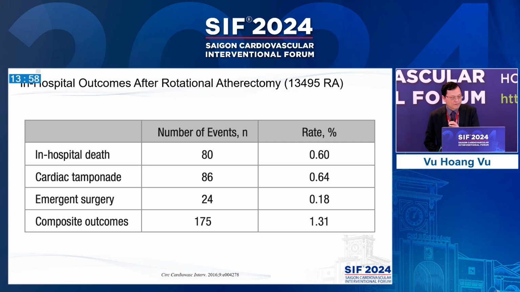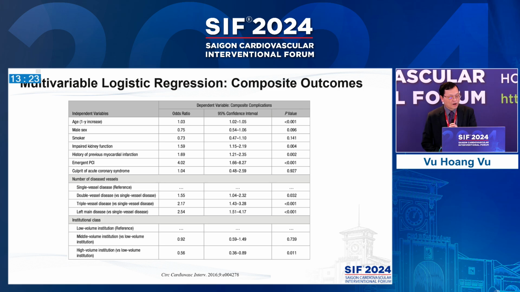And how about the clinical outcome? This is the in-hospital clinical outcome after rotational atherectomy, from a registry in Japan with over 13,000 rotablation patients. The composite outcome is about 1.3%, including in-hospital death, cardiac tamponade, and emergent surgery. They didn't count complications such as arrhythmia or slow flow. They just counted in-hospital death, cardiac tamponade, and emergent surgery. As for risk factors for complications, the analysis shows that the experience of the doctor is one risk factor, the age of the patient is also a risk factor, and the ACS setting is also a risk factor.